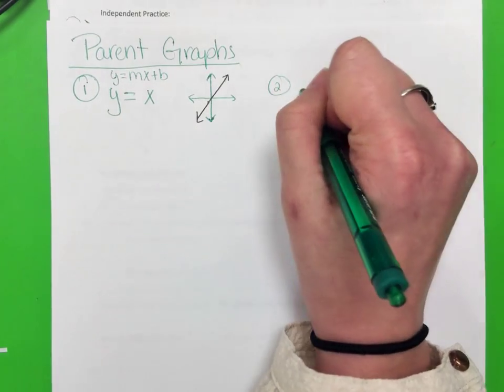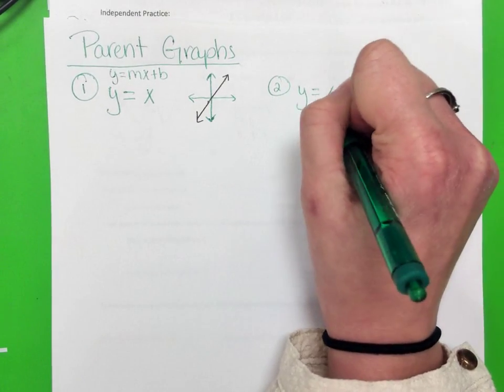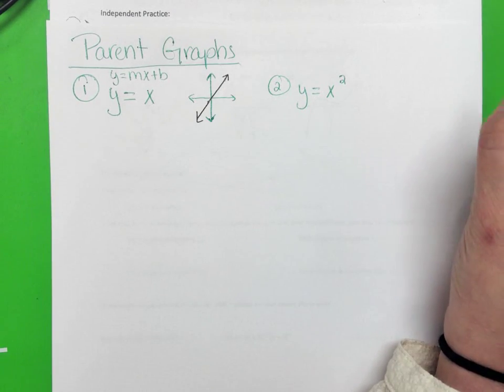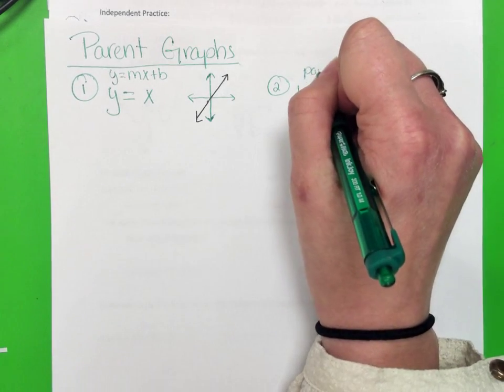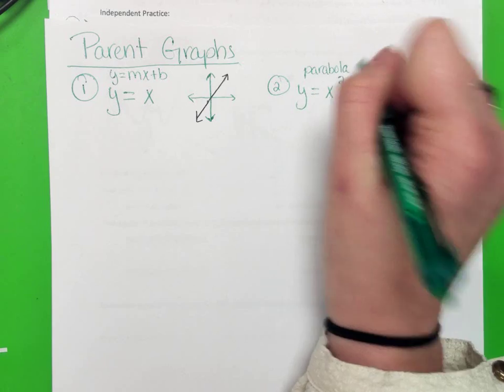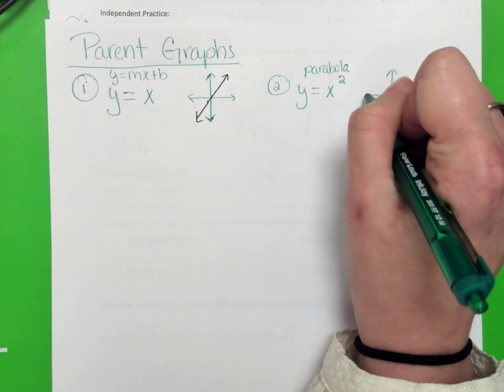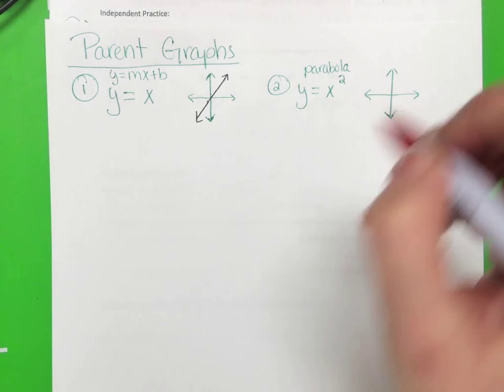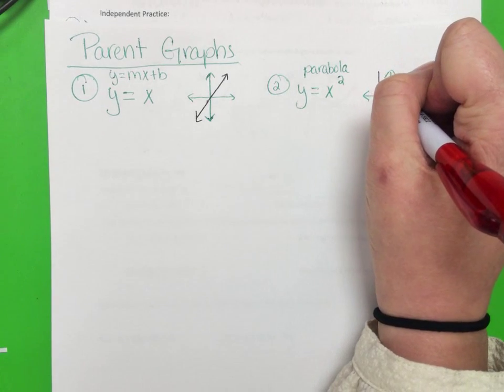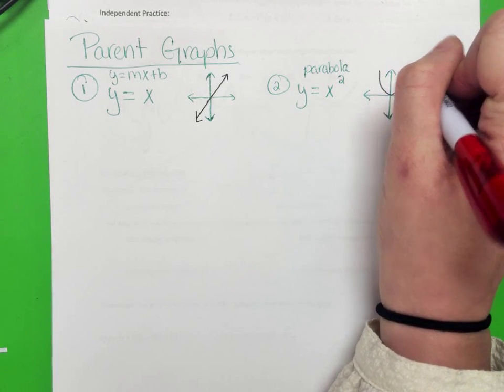Alright, the next one you need to know is we just finished doing this. Y equals x squared. You should remember that that's a parabola. A parabola that goes through the origin. So it's a U, and it hits right there at the origin, like that.